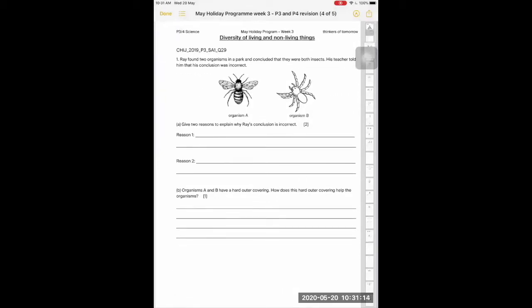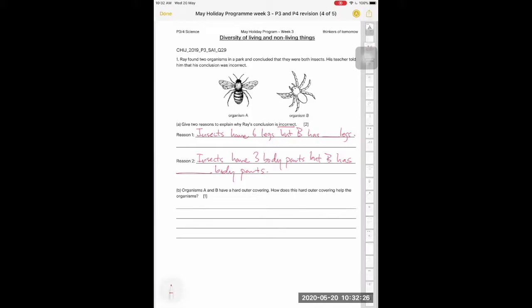Right, so Ray found two organisms apart and concluded they were both insects. So what are the reasons why he is wrong? Some of you privately messaged. Okay, so it's correct. Right, so there are primarily two reasons why it is incorrect. So you must say that insects have 6 legs, and the second one is insects have 3 body parts. So this is your answer for the first question.